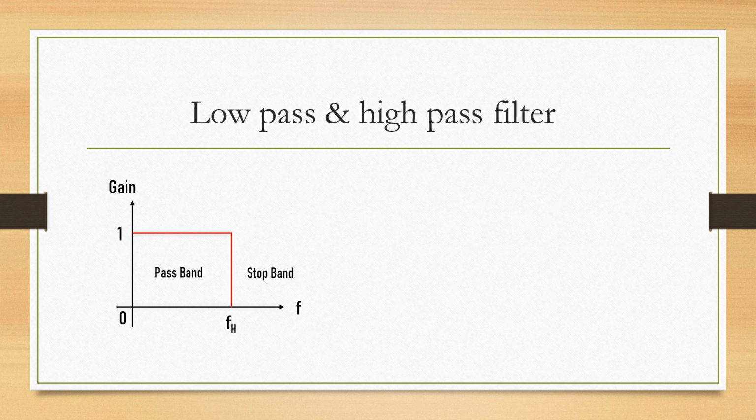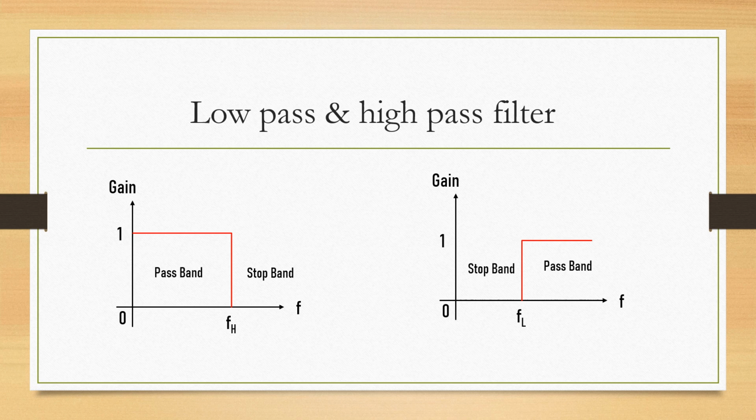All the frequencies in the range 0 to fH are allowed to pass to the output, whereas the frequencies above fH are blocked or attenuated. No frequencies are allowed to pass after the frequency fH, and for this reason we call it a low pass filter. All lower frequency signals are allowed and all higher frequency signals are blocked. The counterpart of this is the high pass filter.